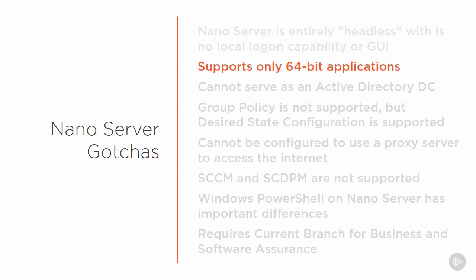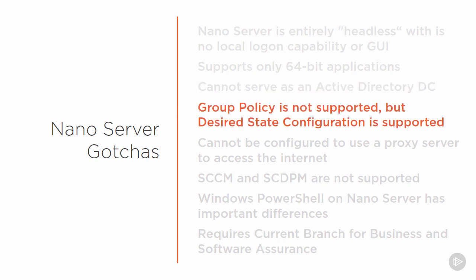Nano Server supports only 64-bit applications like a lot of operating systems these days, and Nano Server also cannot serve as an Active Directory domain controller. A Nano Server can be joined to a domain, it just can't be used as actually an Active Directory domain controller itself. Also, group policy is not supported.